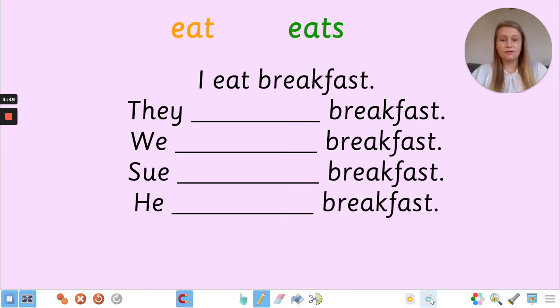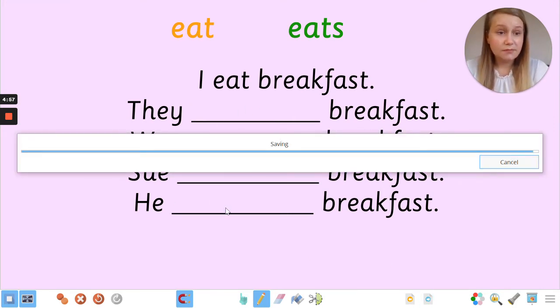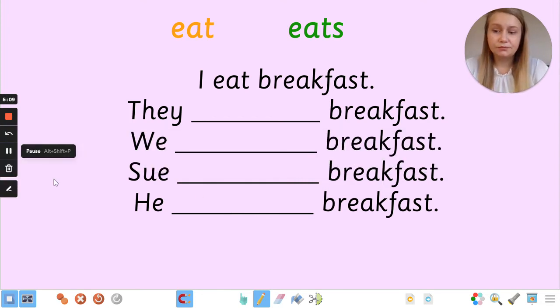So let's see if you can have a go. I've written the sentence, I eat breakfast. And then I've started some sentences, but the verb is missing from each of my sentences. So what I would like for you to do, please, is have a go at deciding whether the verb in these sentences should read eat or should read eats. So please pause the video and write out each of the sentences with the correct form of the verb, either eat or eats.